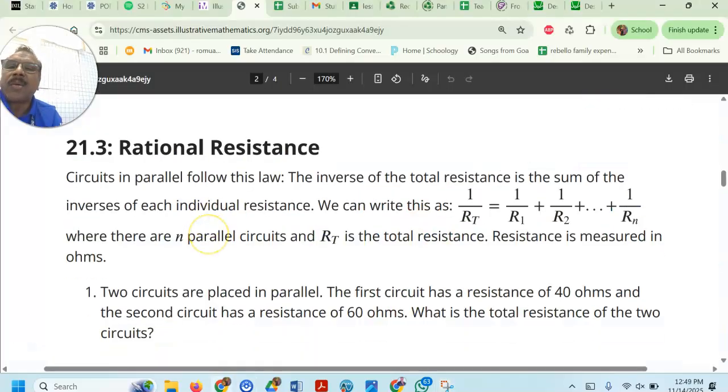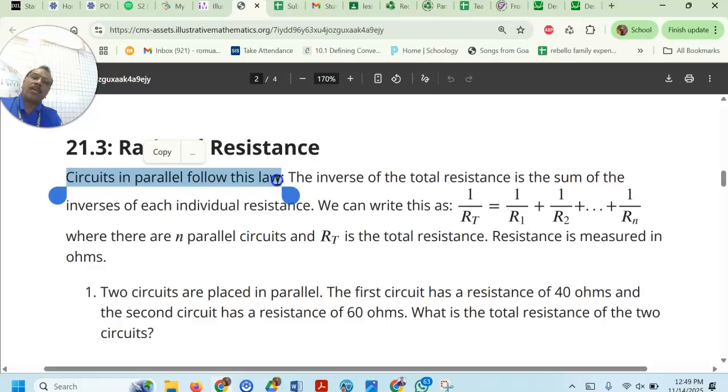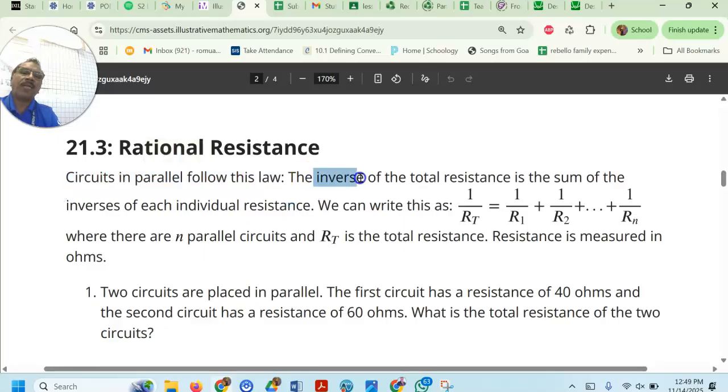Okay, this is about rational resistance. Now, what does rational resistance mean? We are going to create more rational functions with the help of resistance in physics. Circuits in parallel follow this law. In physics, it says the inverse of the total resistance is the sum of the inverses, and inverse is basically the reciprocal, 1 over, of each individual resistance.